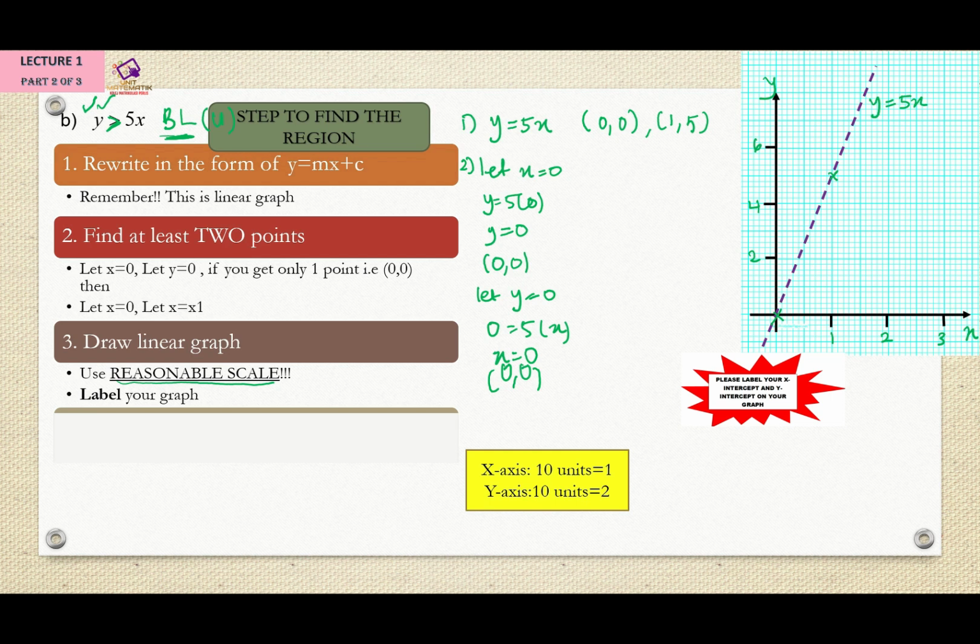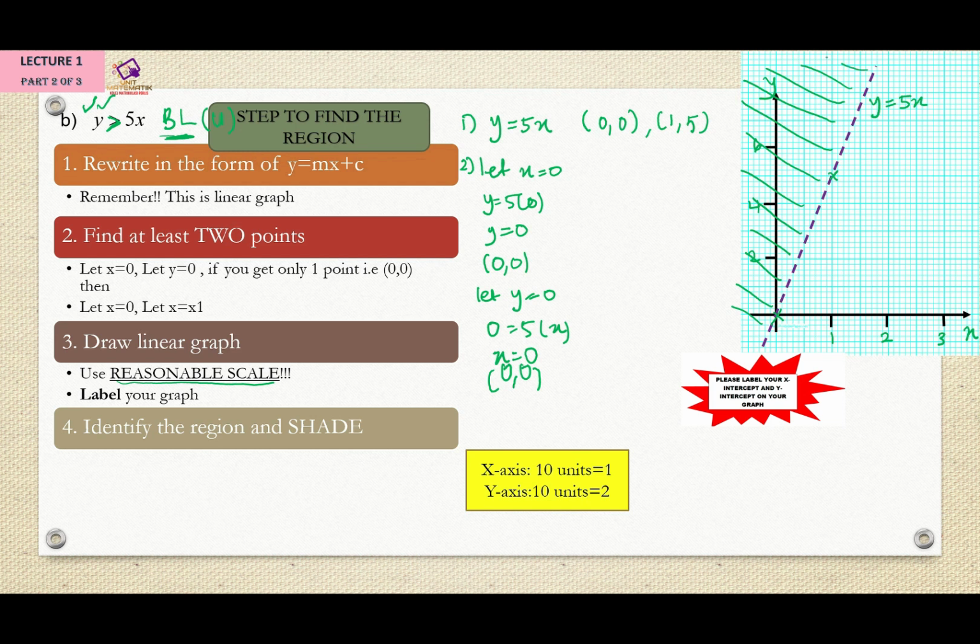Next, the last step, we need to identify the region and shade the region. So here we already identify the region which is the upper line. So upper line is here, student. This is upper line. Again, you need to shade the region correctly. Not only in the first quadrant, but the region is in the second quadrant and third quadrant as well.